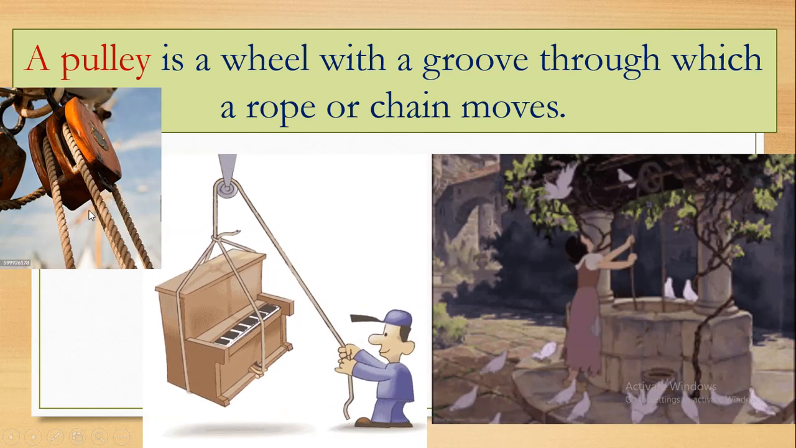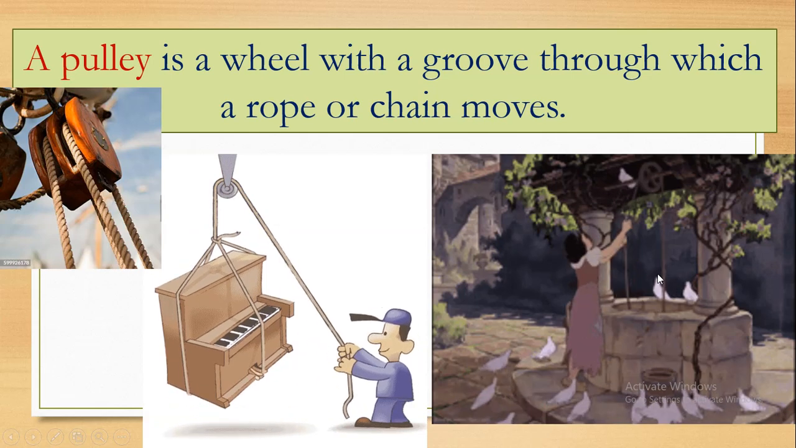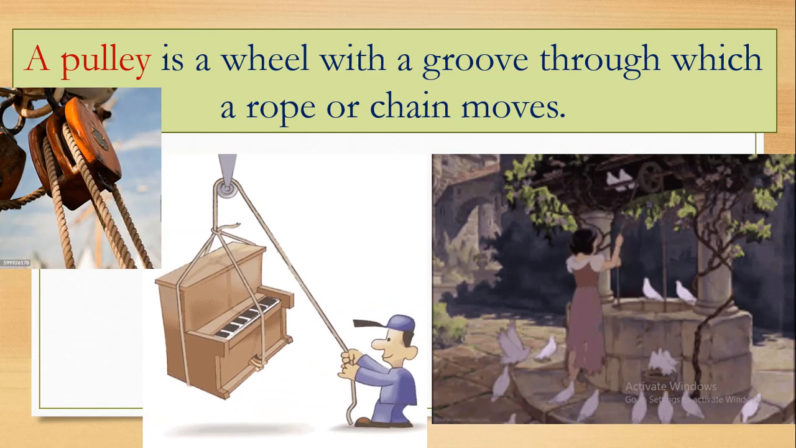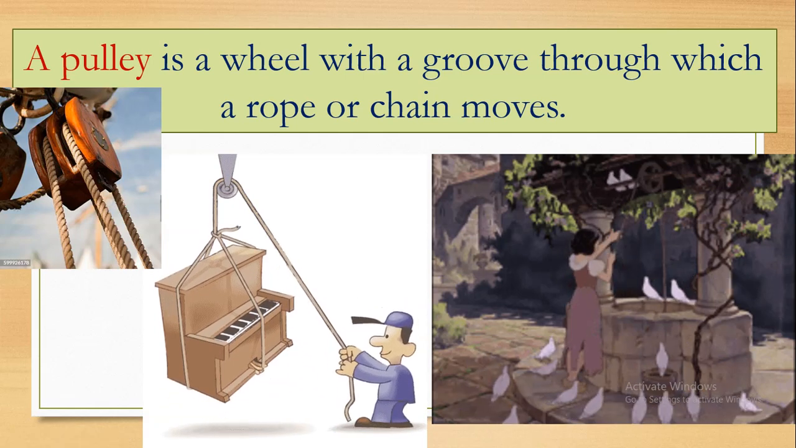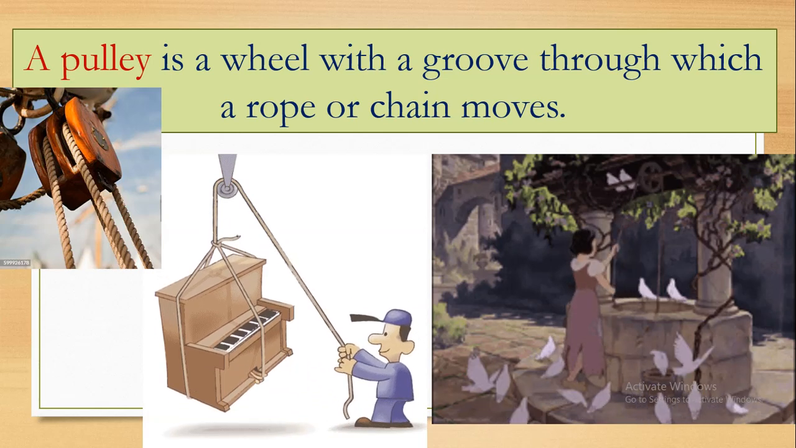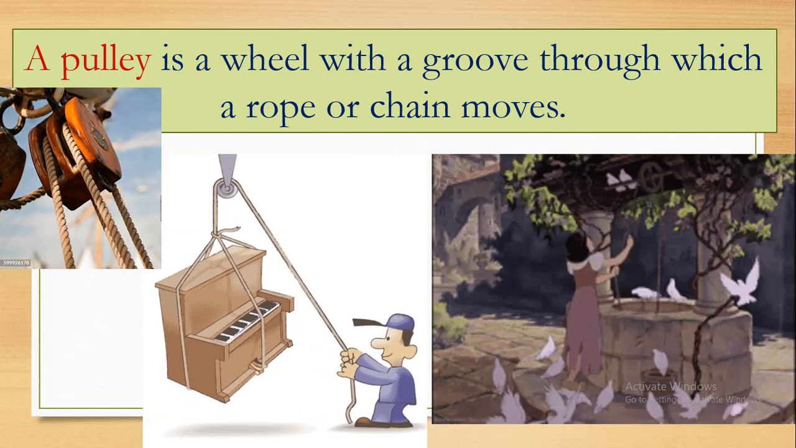In this picture, we have ropes. This is a rope here, and a rope here. So what is a pulley? It's a wheel with a groove through which a rope or chain moves. Now, a pulley also changes the direction of a force.